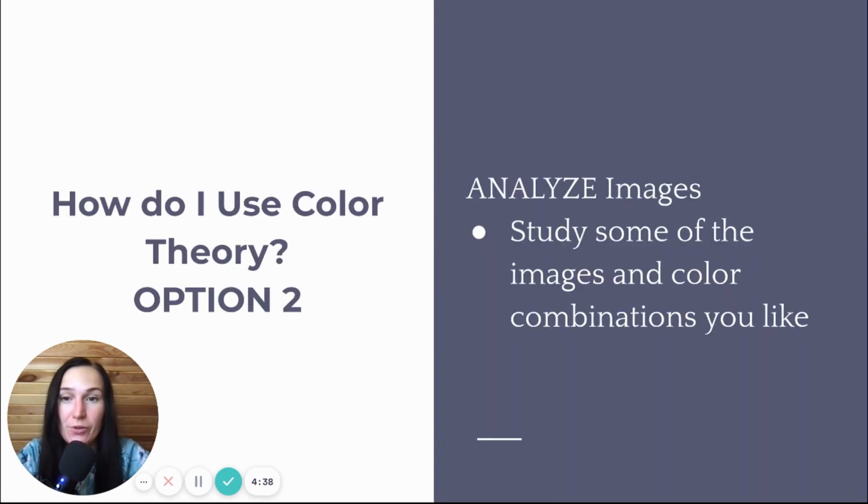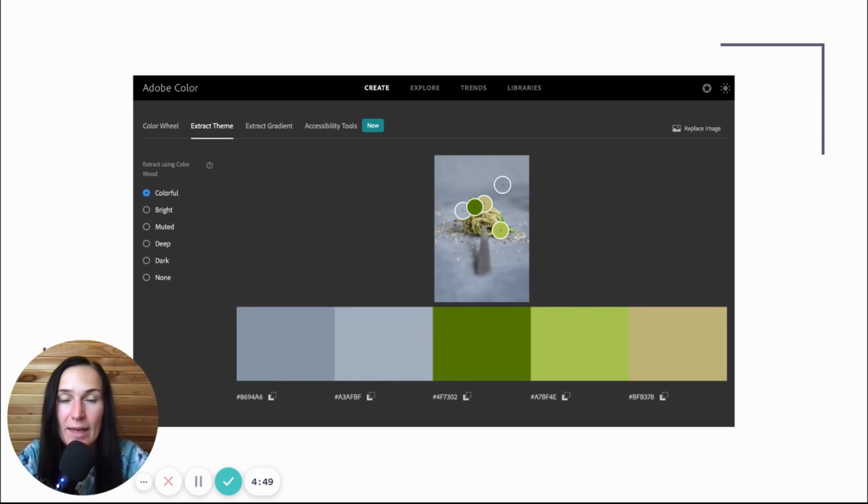So how to use color theory? Option 2 is that you can analyze your images and study some of the images and color combinations you like. In general, that means again going to the Adobe Color Wheel website, uploading some of your favorite photos and analyzing which is working, which is not working. It's not mandatory to do, but it gives you a little bit of creative choices and gets your mind flowing.